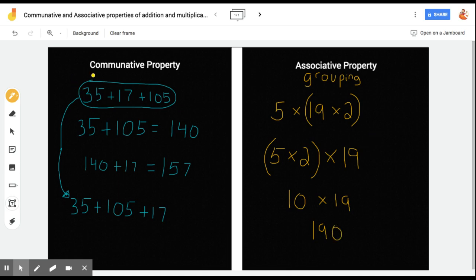Okay. So commutative and associative property, really all it has to do with is order. Commutative property doesn't have to do with parentheses or grouping. Associative property does have to do with grouping. Again, if this was addition, it would still work out the same way. So commutative property and associative property both work with addition and multiplication. I just have to make sure that I'm doing all addition or all multiplication.